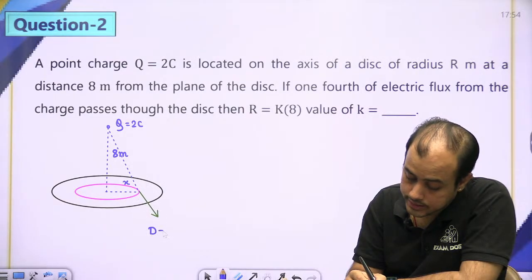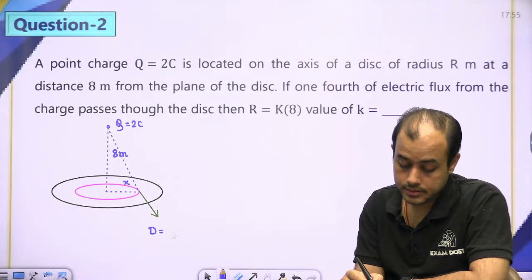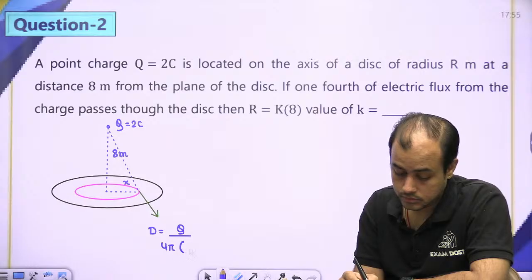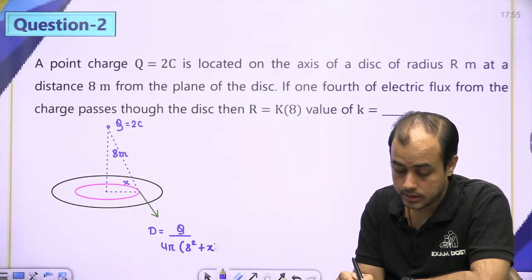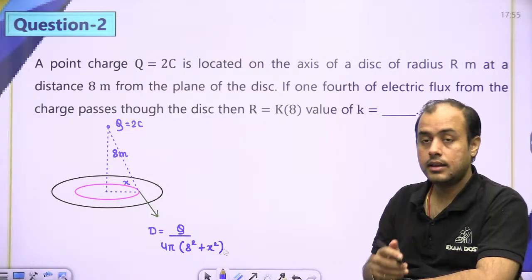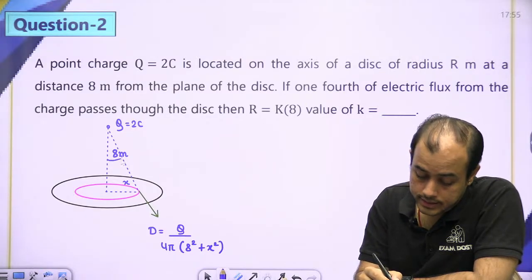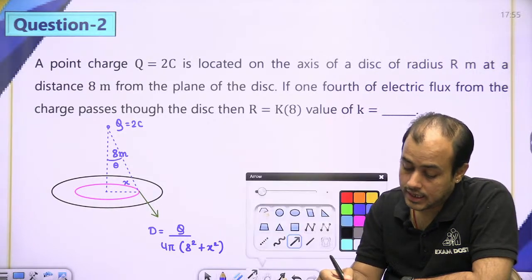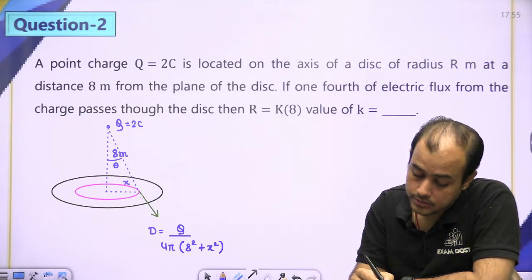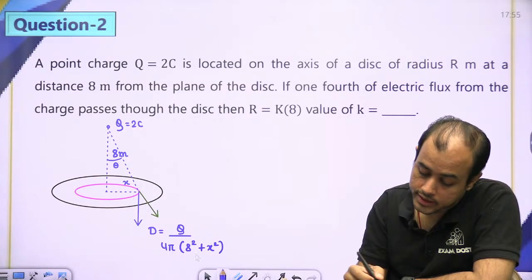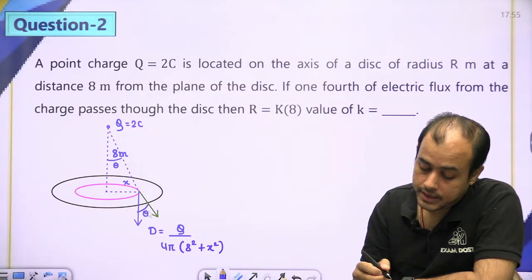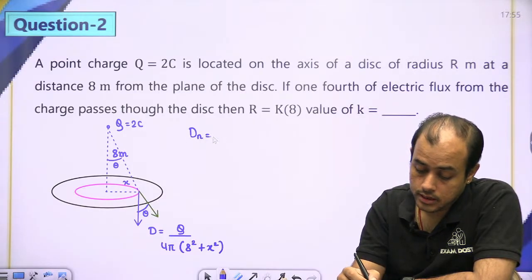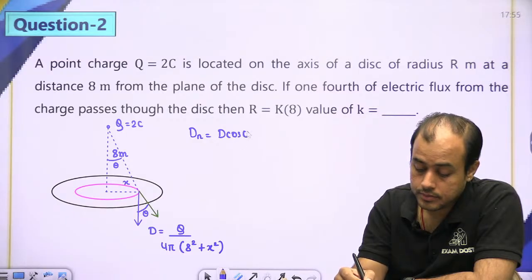For flux density, I will say D, 8 square plus x square, okay? But this is oriented at angle theta. For finding the flux, beta, I need the perpendicular component. ये perpendicular component चाहिए होता है ना, so D normal will be D cos theta.